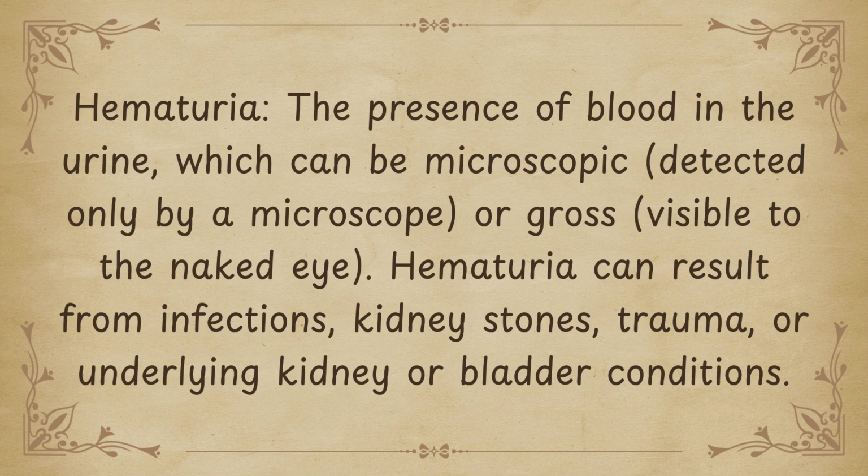Hematuria, the presence of blood in the urine, which can be microscopic, detected only by a microscope, or gross, visible to the naked eye. Hematuria can result from infections, kidney stones, trauma, or underlying kidney or bladder conditions.